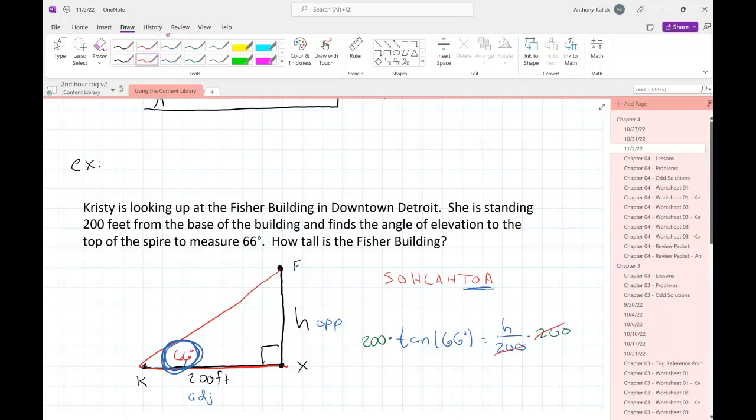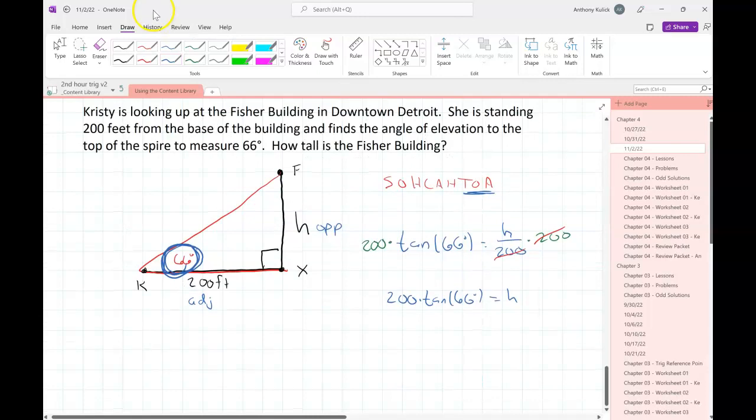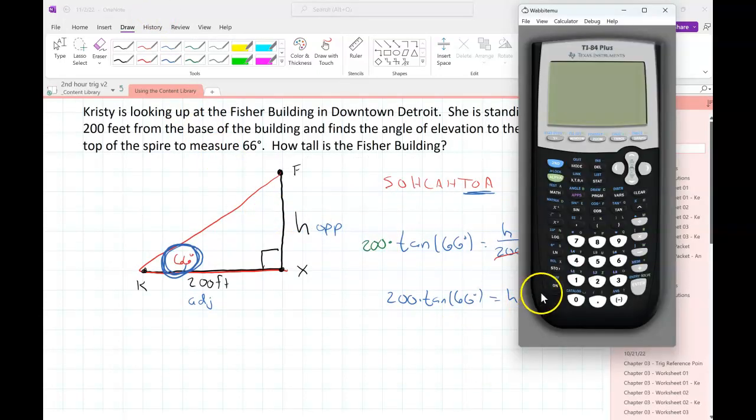So those will cancel out. And I'm left with 200 times tan 66 is equal to H. Now it's calculator time. What do I have to be careful about here? The mode. What mode should my calculator be in? Degrees. This is going to be important on the test because you're going to have to be switching back and forth on your calculator modes. So get used to it.